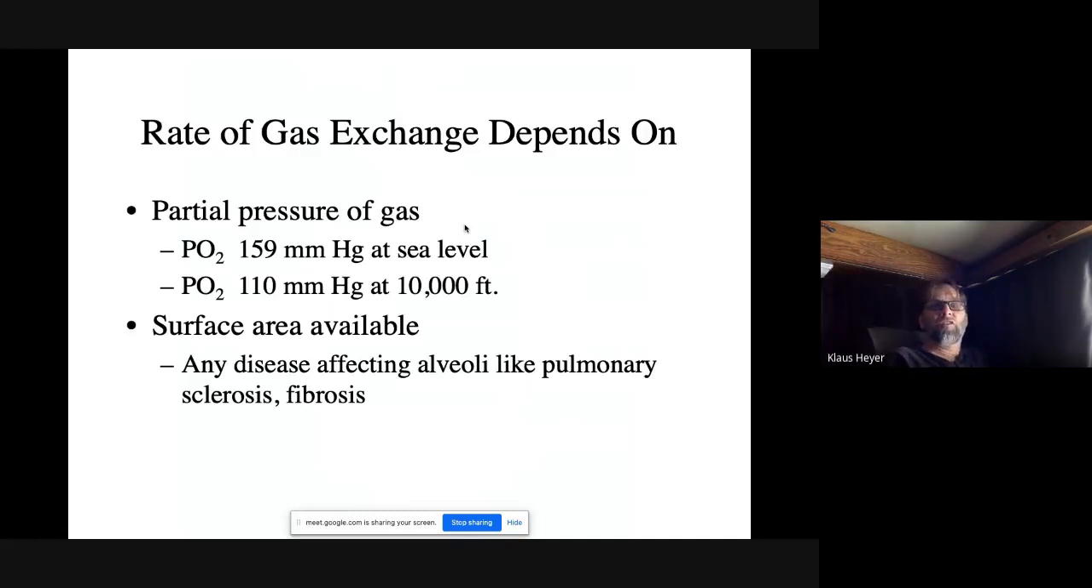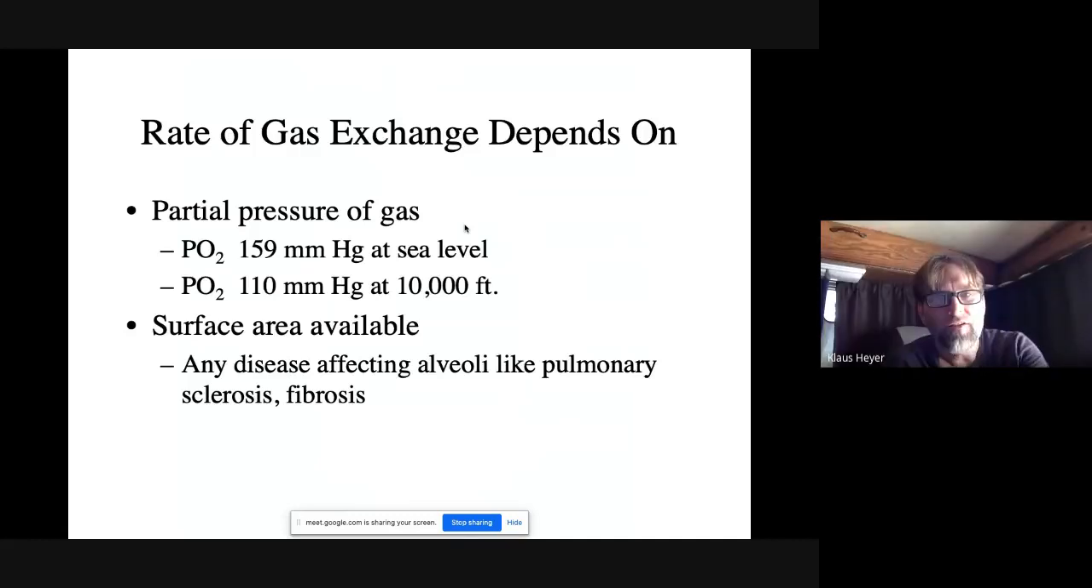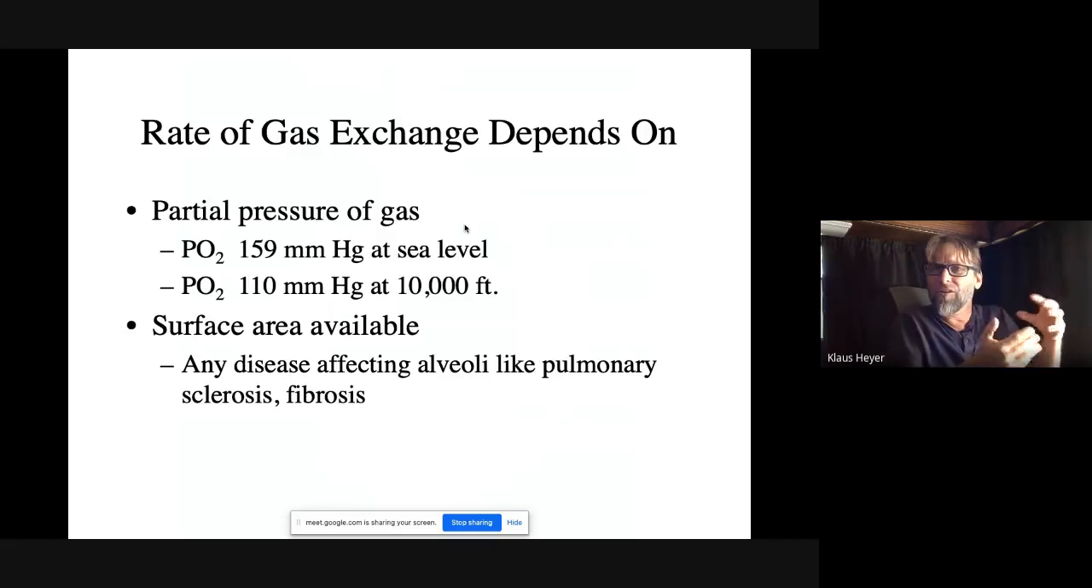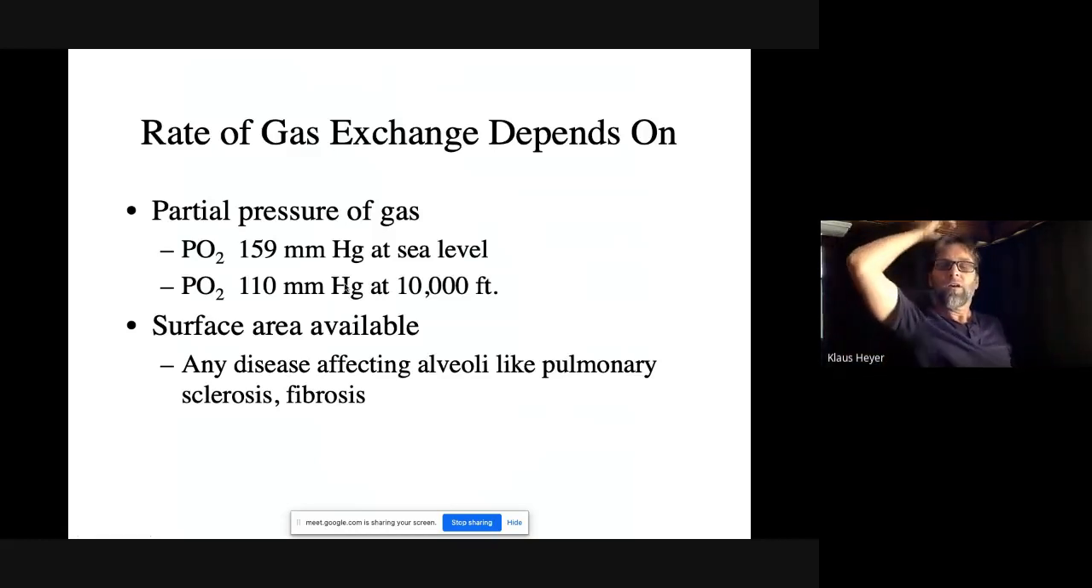The rate of gas exchange depends on a couple of things, which I've listed here. So one is the pressure of the gas. A lot of people think that the air is thin in mountains, like there's less oxygen. It's not exactly true. The amount of oxygen at 10,000 feet is the same as the amount of oxygen here. It's the pressure of that oxygen. So you see here that at 10,000 feet, the pressure of oxygen goes down.